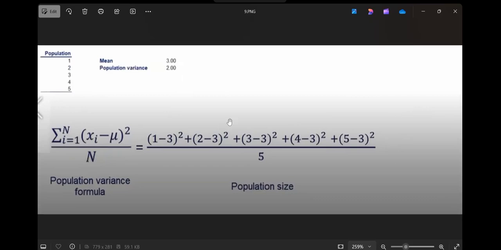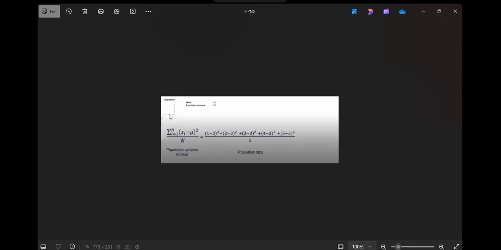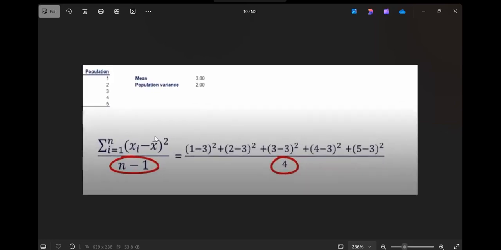Next. Here you see the numerator and the denominator. For the denominator, we use capital N for population. For sample, I'll use N minus 1. Now, with the same data, let's compute. For sample variance, what is the denominator? N minus 1. Population variance, the denominator is capital N. Sample variance, the denominator is N minus 1.